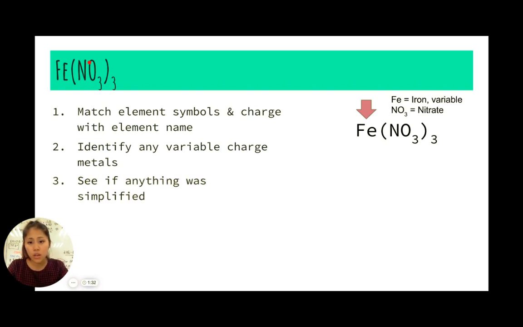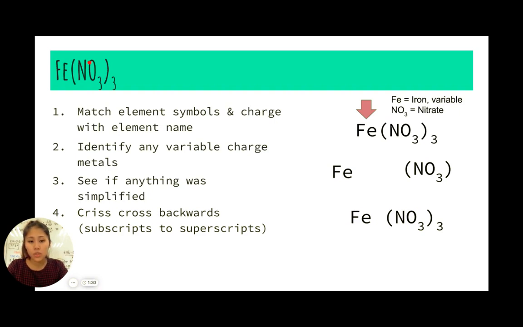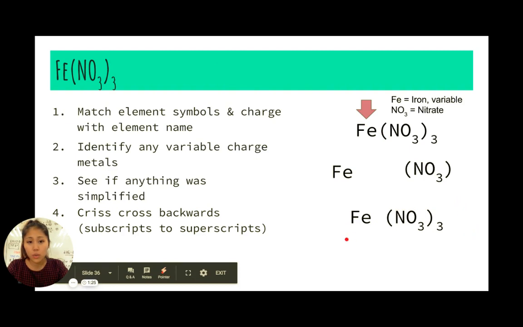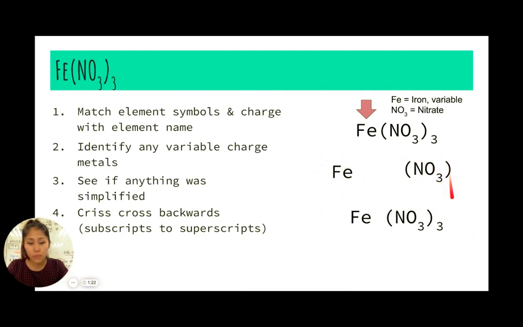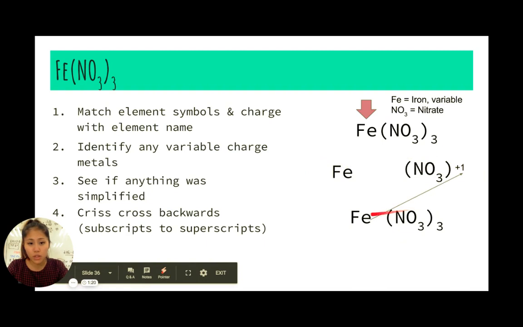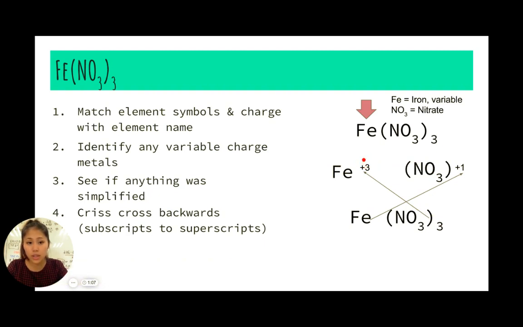In this case, let's take a look. Let's start by crisscrossing backwards. So we start with this chemical formula that is given to us. We have the two separated. We crisscross backwards. The subscript here becomes the superscript of the other unit, and then the subscript here becomes the superscript of the iron. So here we could see that nitrate holds a -1 charge. Sorry, that should be minus. And your iron is a +3.